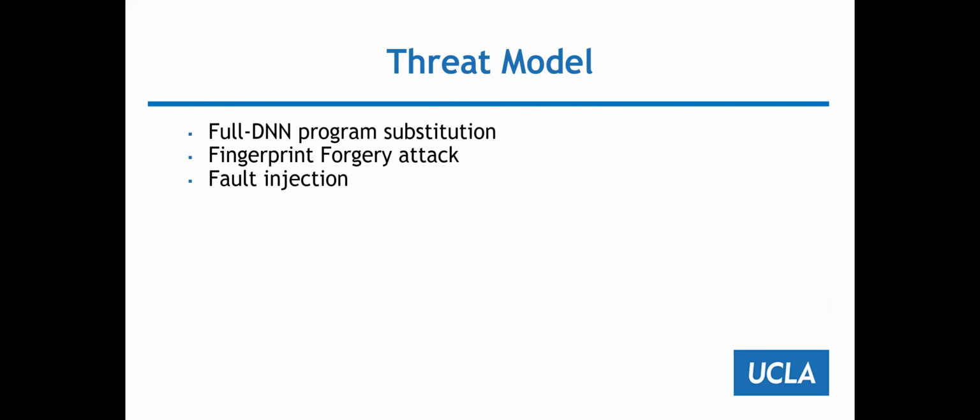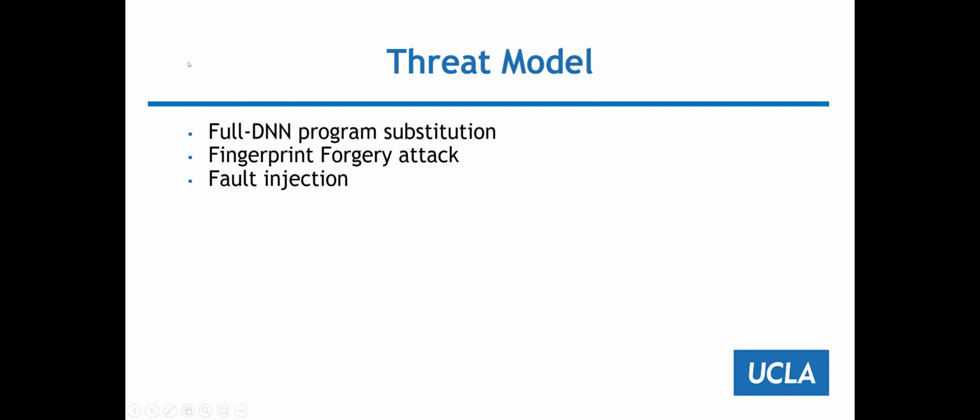So, the threat model: an adversary might try to bypass the on-device attestation. Here are the three potential attacks based on different adversary levels. In the full DNN program substitution attack, the attacker is assumed to know the physical address of the deployed DNN model and attempts to substitute the original content with its unauthorized DNN model, trying to map his model to the device.